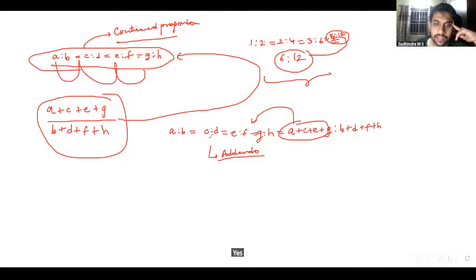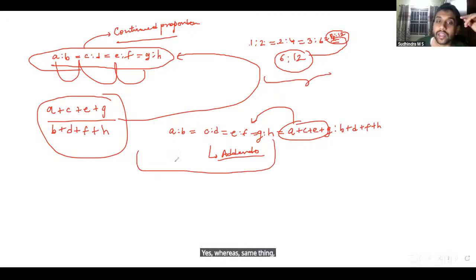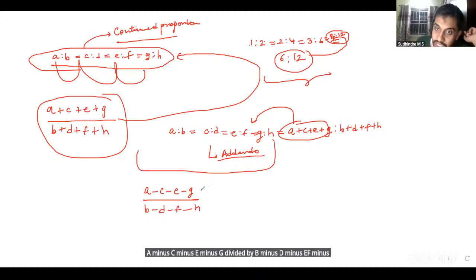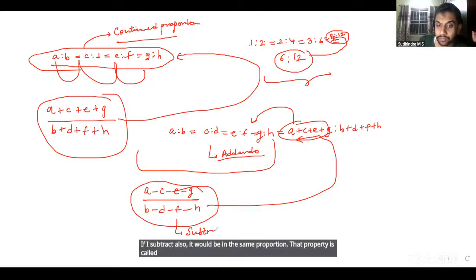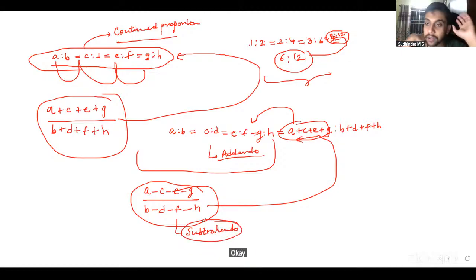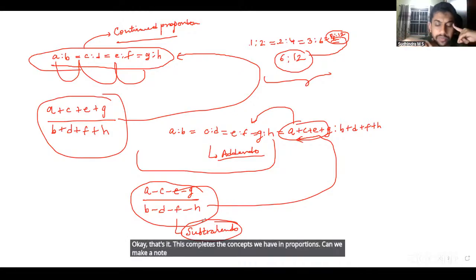Whereas, same thing, instead of adding, if I subtract, A minus C minus E minus G divided by B minus D minus F minus H, this also will be in the same proportion. If I subtract also, it would be in the same proportion. That property is called subtrahend. Okay, that's it. This completes the concepts we have in proportions. Can we make a note of this?